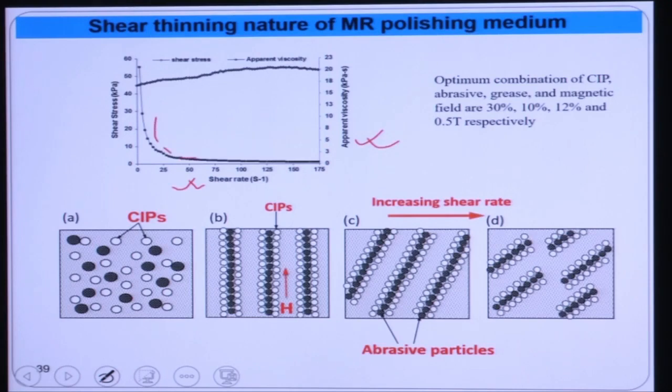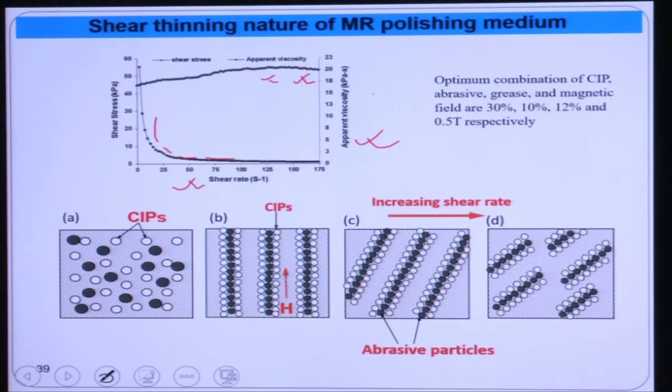From this figure, we can see that with the increase in the shear rate, the viscosity of this fluid reduces drastically. So from this figure, we can say that this MR fluid is a shear thinning fluid. Here also we can see that with the increase in shear rate, the shear stress of the fluid also reduces, so this gradient actually reduces. From this shear stress profile also we can say that this MR polishing fluid is a shear thinning fluid.